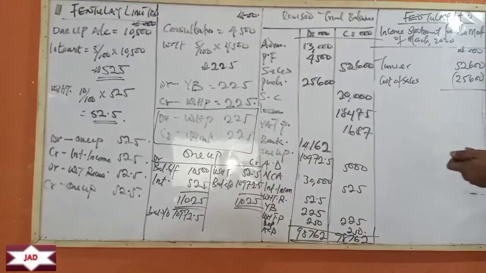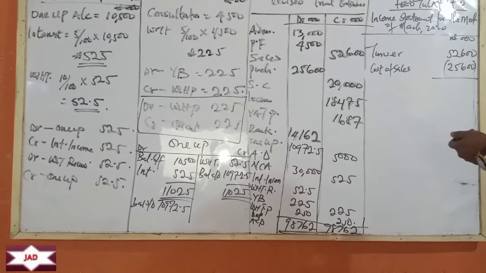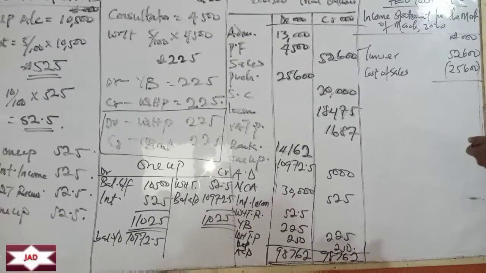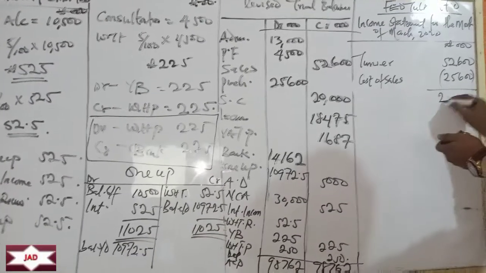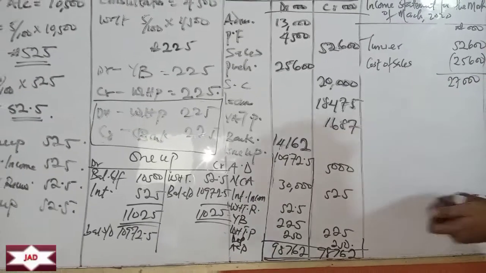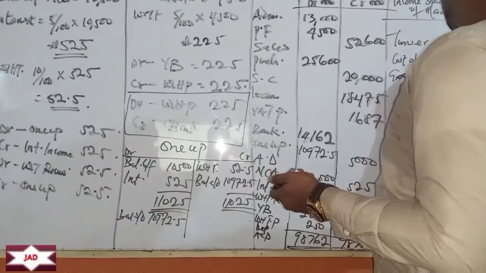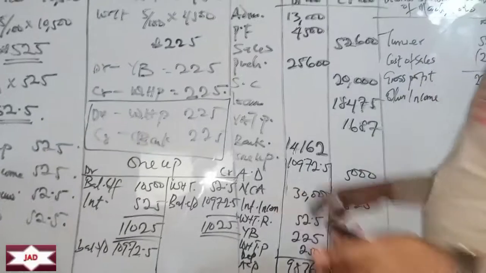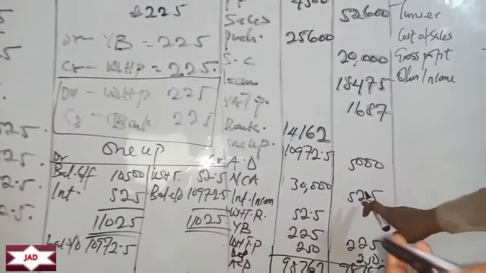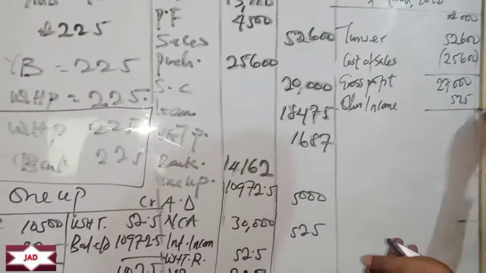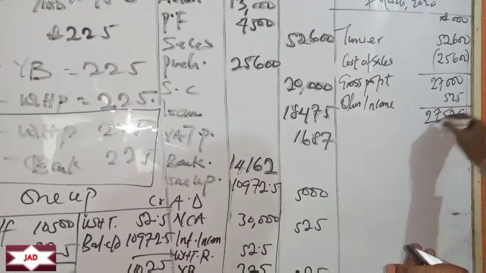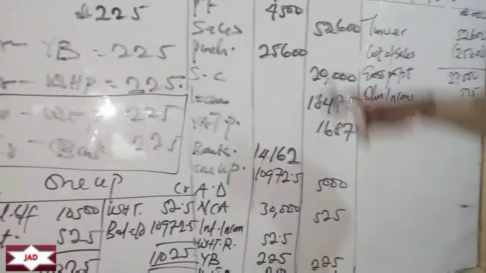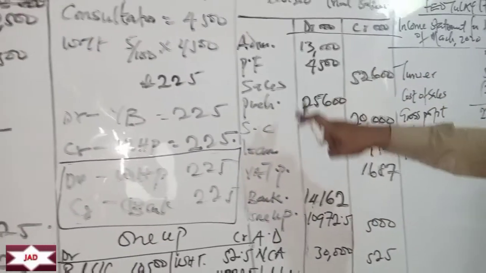Okay, so let's take that out. What do you have? 52,600 minus 25,600. I have 27,000 here. So of course, this is your gross profit. Then we have other income. What's your other income here? There's an interest income here, which is 525. So we have 27,525. You can call this your gross income.